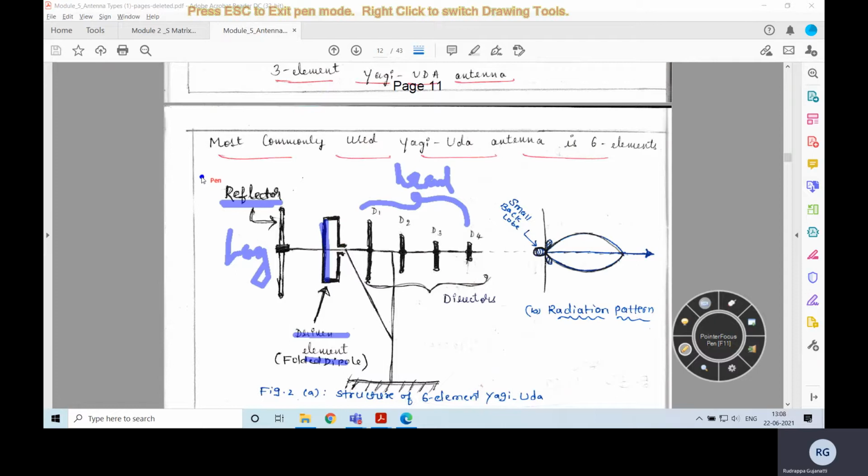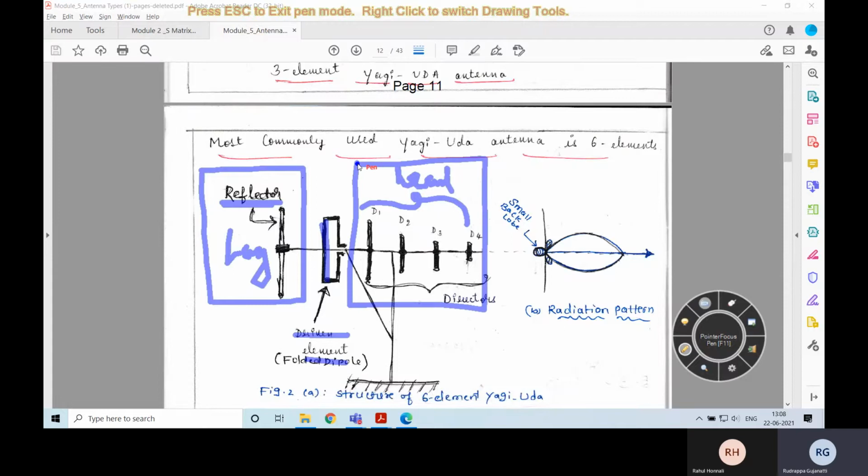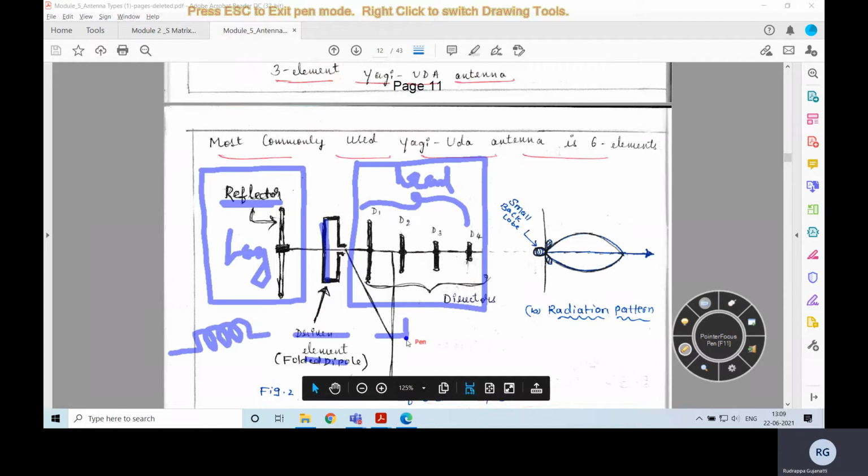Now, due to this, the reflector part acts as an inactive inductive region, and the director part acts as an inactive capacitive region. So we can represent this in circuit form, wherein the reflector acts as an inactive inductive region, and the director acts as an inactive capacitive region. The driven element acts as a resistive element. Based on this, we have an RLC circuit.